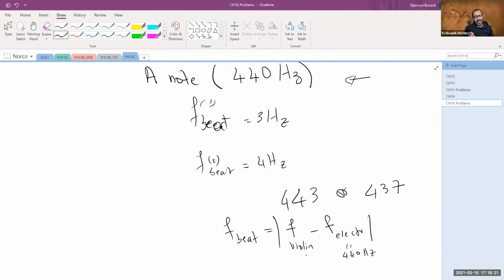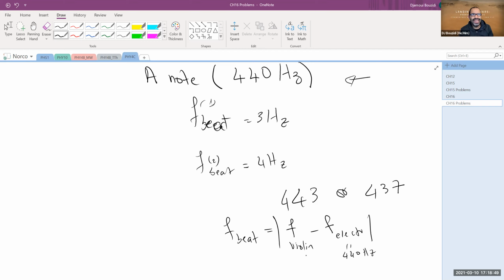But when she tightened it, the beat frequency increased. It went to 4 hertz. It did not go down. If I take it in absolute value, theoretically, it could have gone to 444 hertz, or it could have gone to 436 hertz. It's still the same difference in absolute value. But the trick here is that she tightened it. She did not loosen it.